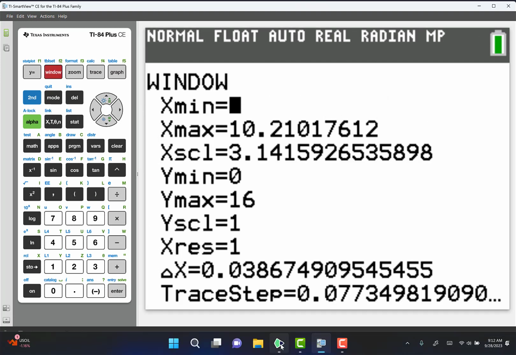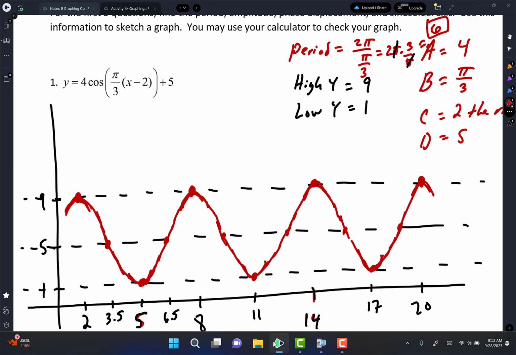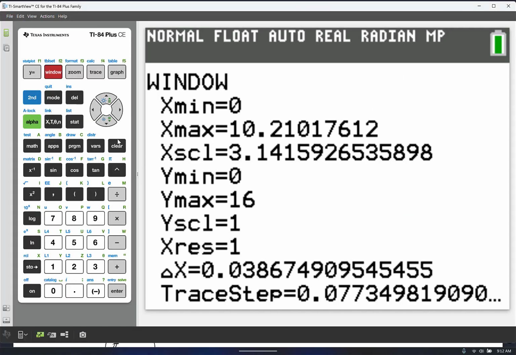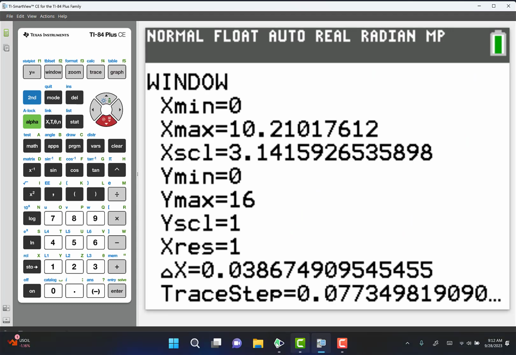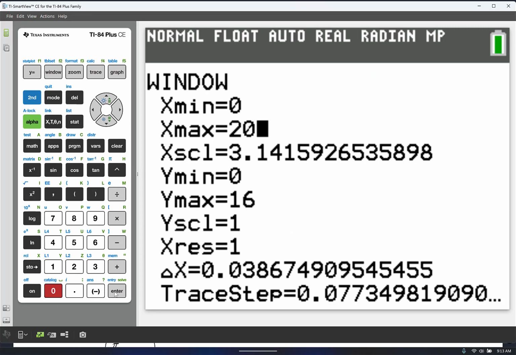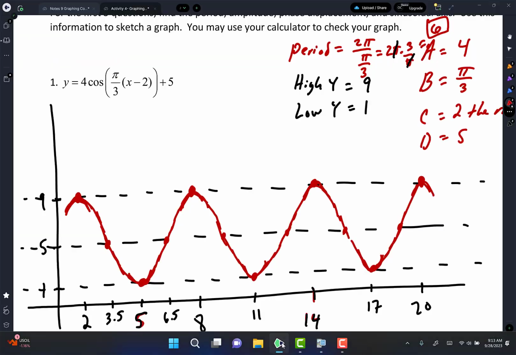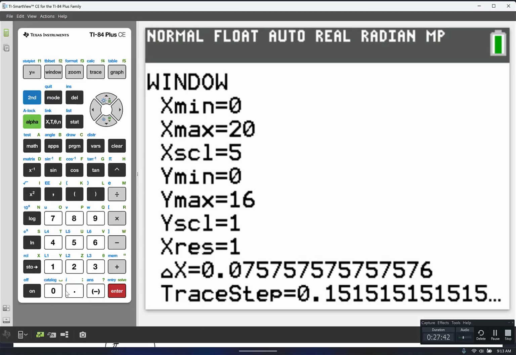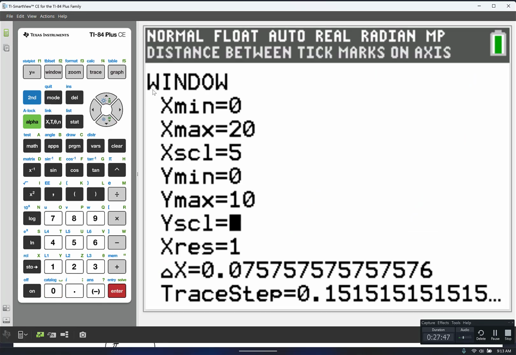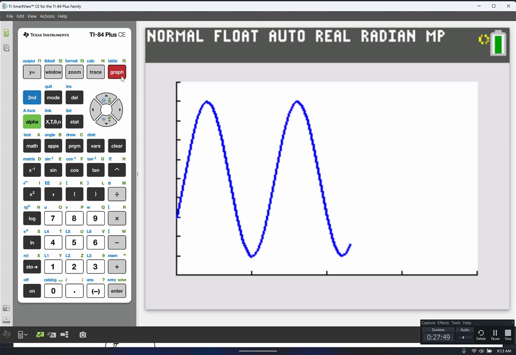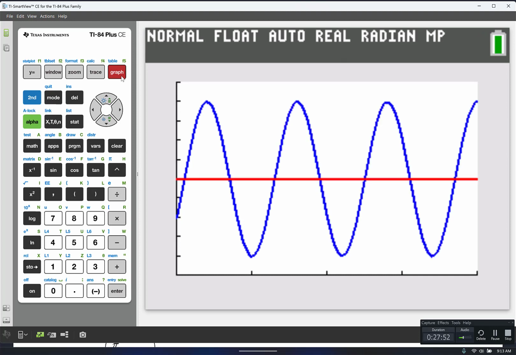Window, let's see. I'm going to say 0, and for max, I go all the way to 20. X scale, I'm going to go by 5. It doesn't matter the x scale. Y min, I'm going to say 0 and 10. All right, let's see. It looks good.